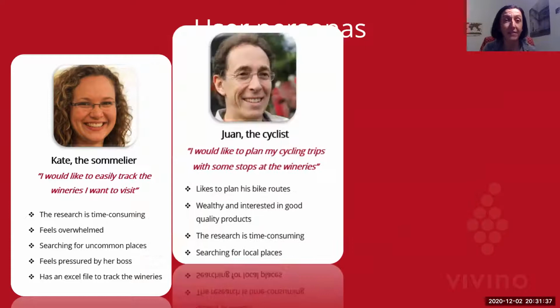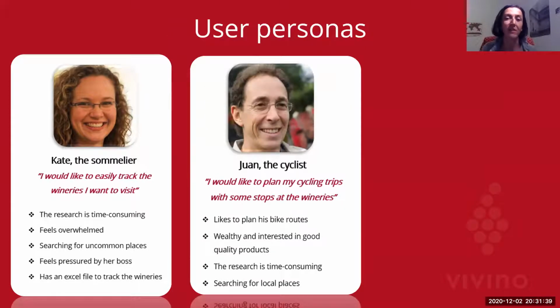And there's Juan. Juan is a lawyer. He's quite a rich person, and he's very interested in buying good quality products. He's a cyclist, and he lives in Girona, and he likes to cycle around, discovering new places and maybe making some stops with his friends or family at the wineries. He really likes to plan and prepare his bike routes. So he always likes to go to some local, smaller places, but he doesn't really have time to look for wineries themselves. It's not really his main point.